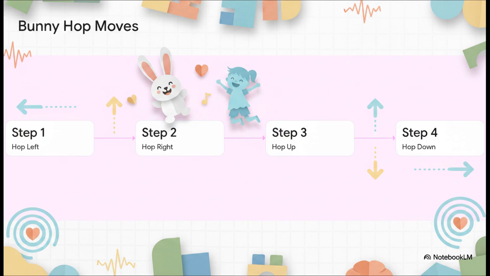At exactly the 45-second mark, the kiddo and the friendly bunny introduce directional hopping. And the steps progress logically. Step 1, hop left. Step 2, hop right. Step 3, hop up. And Step 4, hop down. This bunny hop segment introduces gross motor skills and spatial awareness. It steadily increases the viewer's heart rate and excitement level, perfectly setting the stage for what comes next.